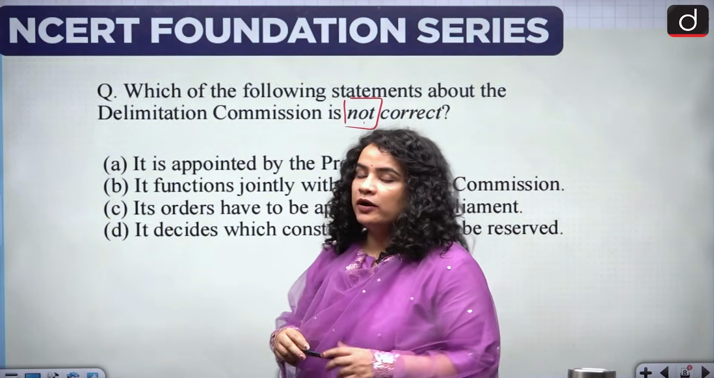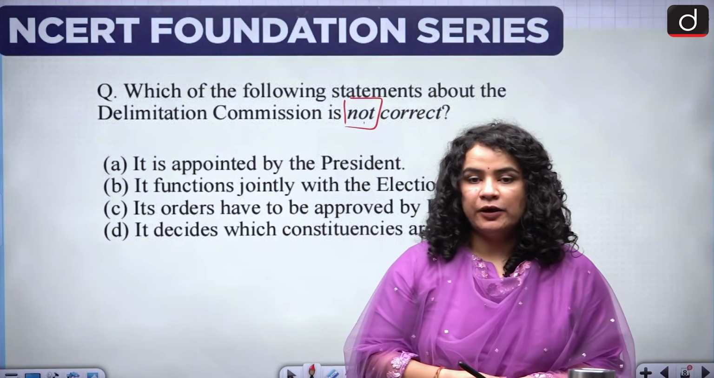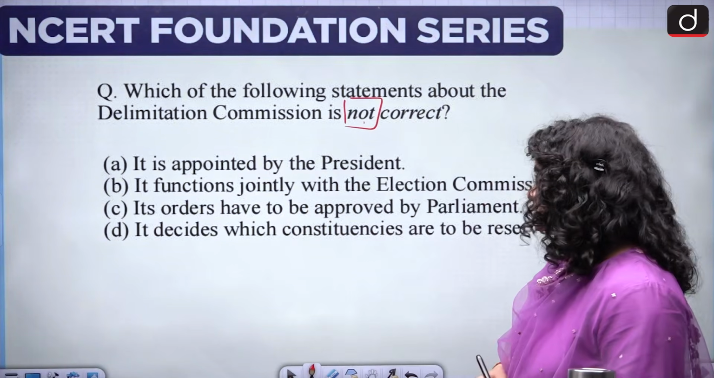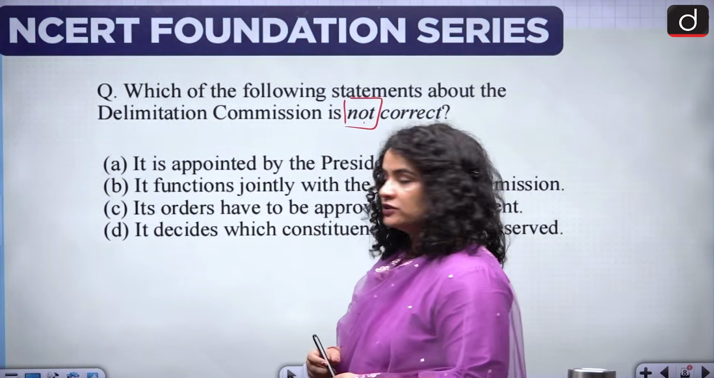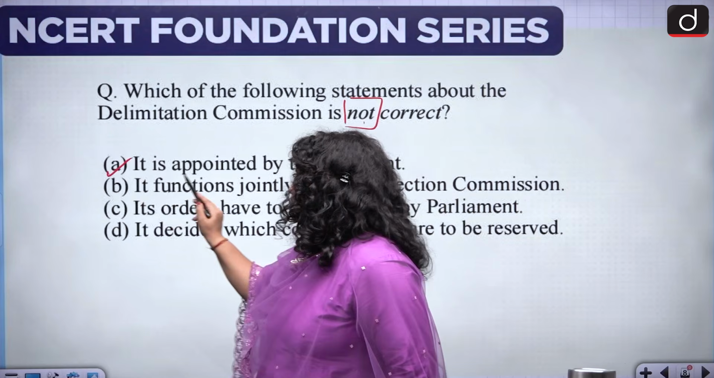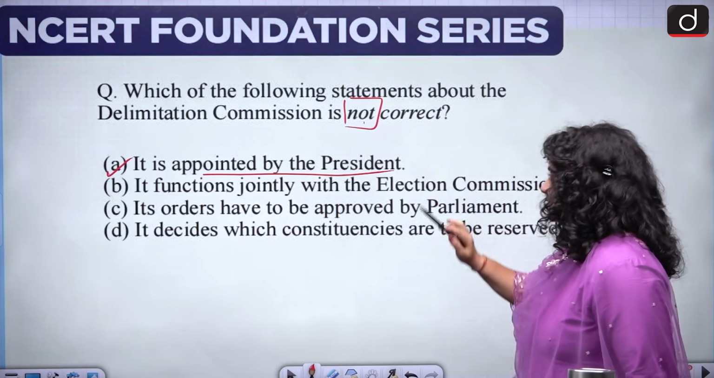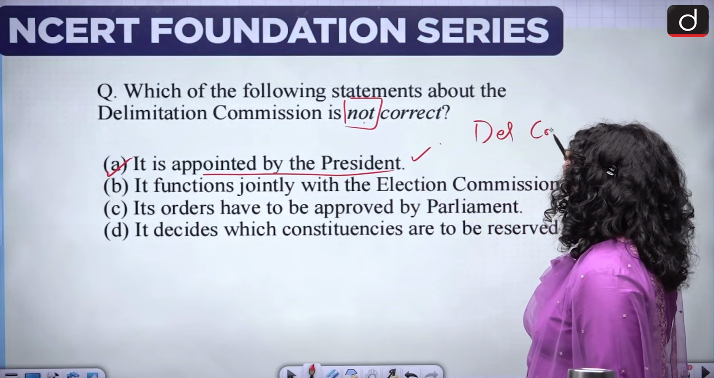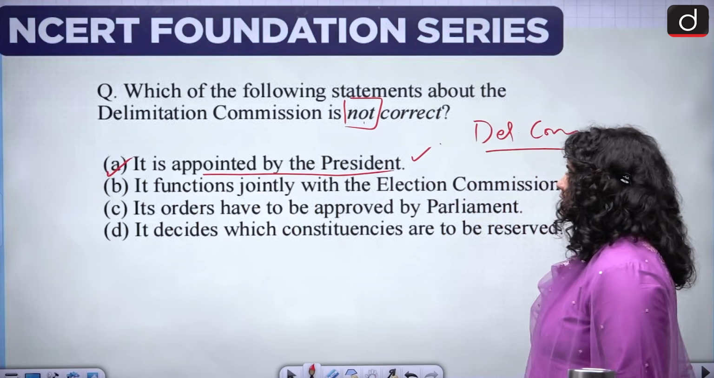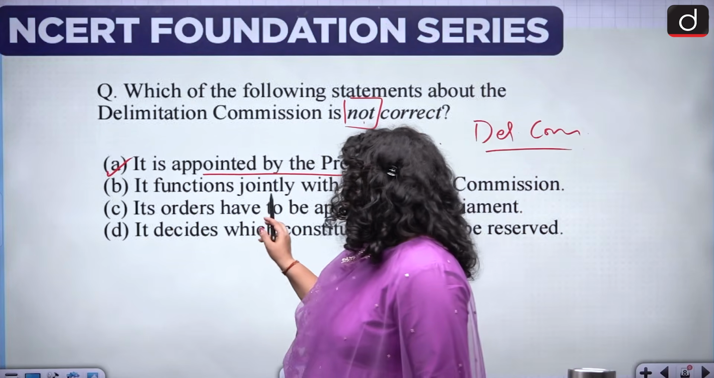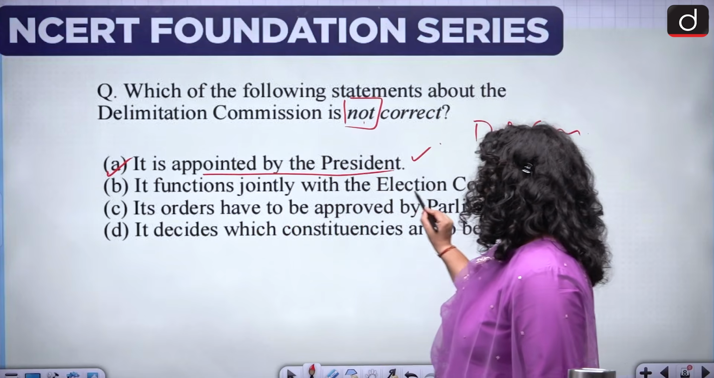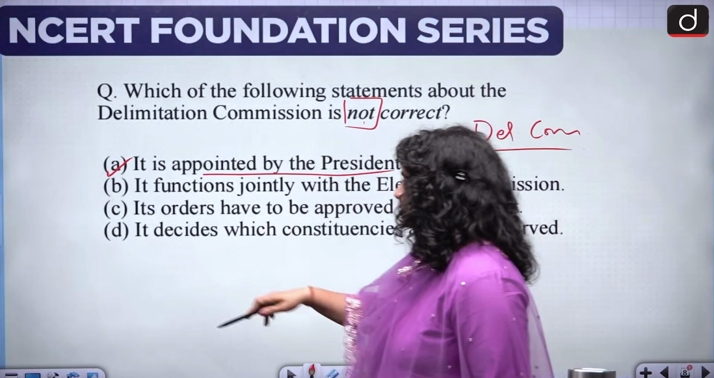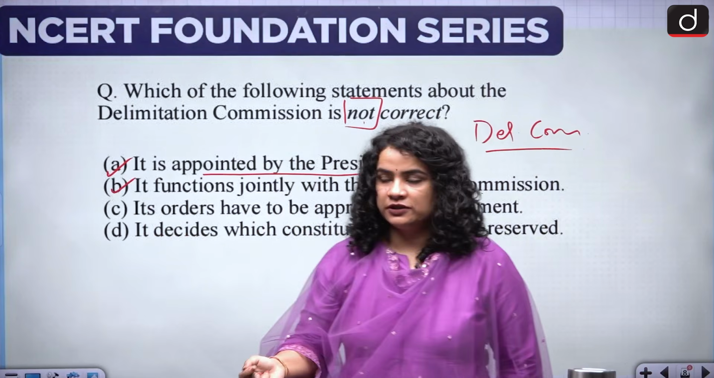Notice that we are talking about what is not correct about the Delimitation Commission and not trying to find what is correct about it. A, it is appointed by the president. Yes, indeed, this is correct. The Delimitation Commission is in fact appointed by the president. B, it functions jointly with the Election Commission. Absolutely correct. We have just talked about it.